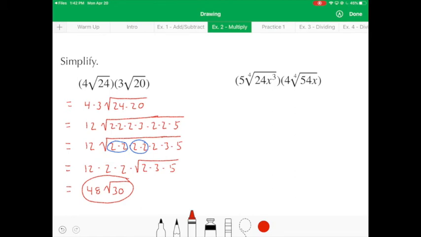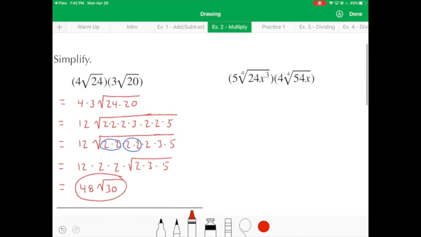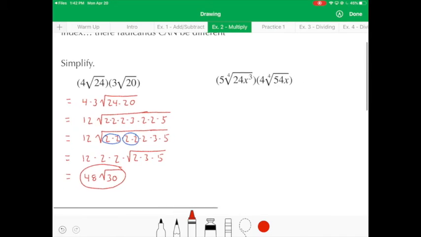All right, next one, I'm going to factor the radicands of each of these radicals first, and then we'll think about multiplying them together. Okay, so let's treat the first here. Keep that 5 out in front, and then 24x cubed. That would be the same as 2 times 2 times 2 times 3, and then of course x, x, and x, right?